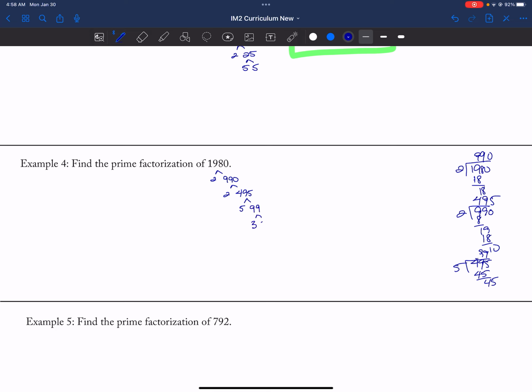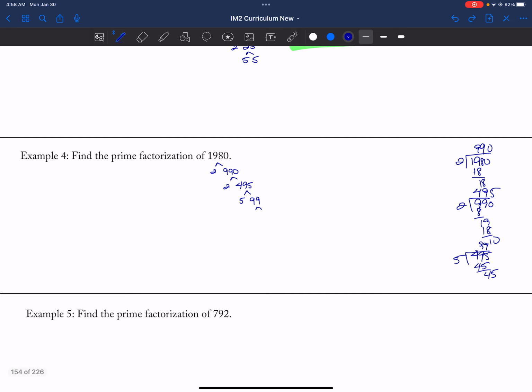And then this is 3 and 33. And 3 and 11. So 990 is equal to 2 squared times 3 squared times 5 times 11.